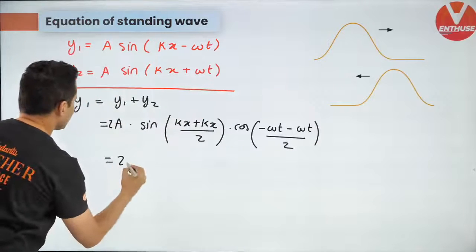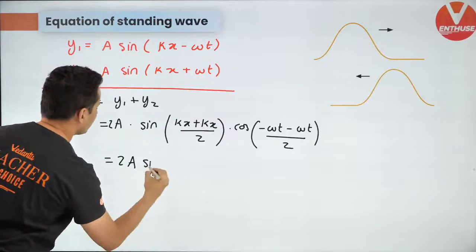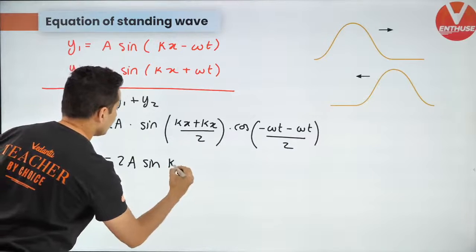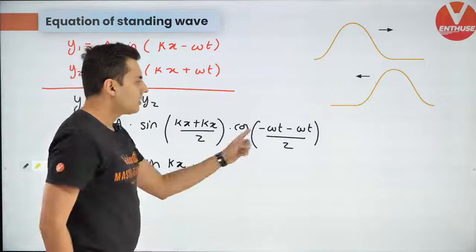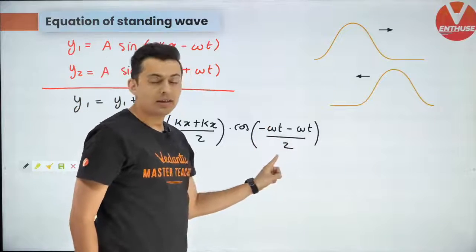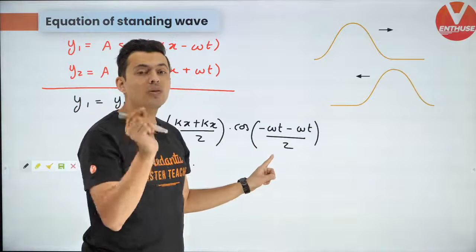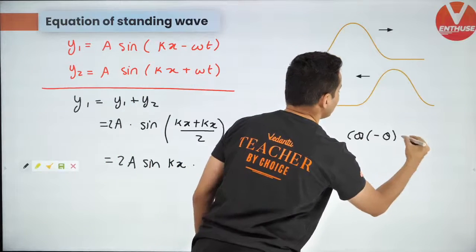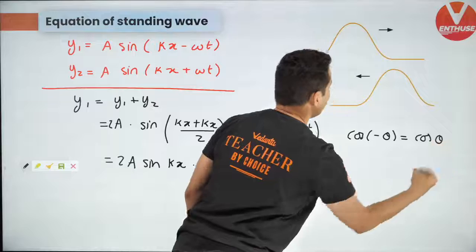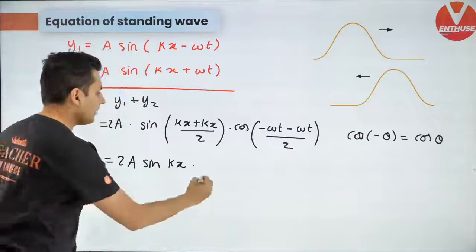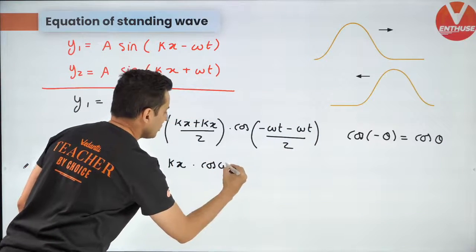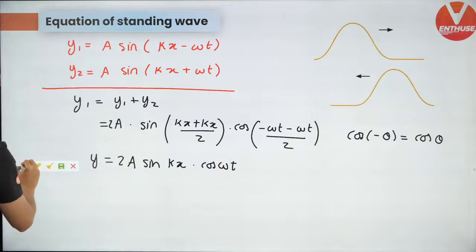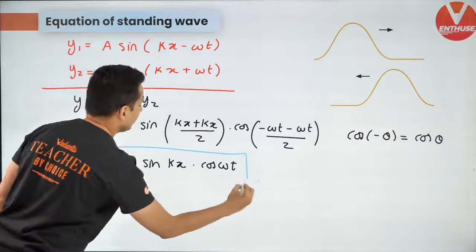Now you can simplify further. This will become 2A sin, and 2 by 2 is 1, so it will become just sin kx, and here it will become just cos of minus omega t. But do not forget that cos of minus theta is cos theta. That's the formula I will use, and that's why I just get cos of omega t over here. So that is the resultant motion that I got.